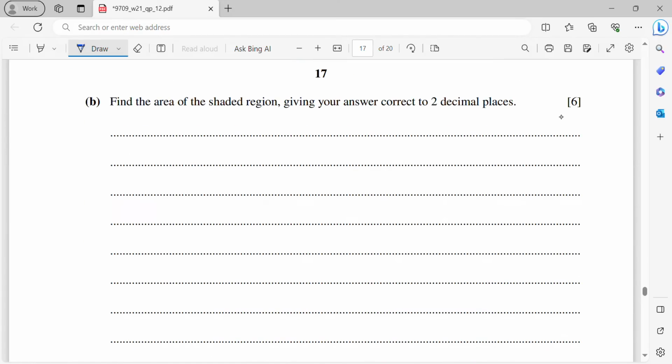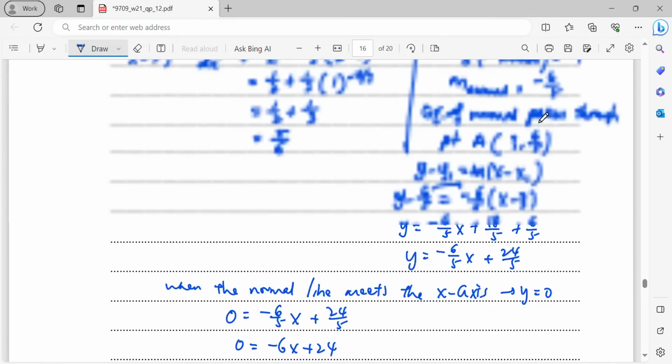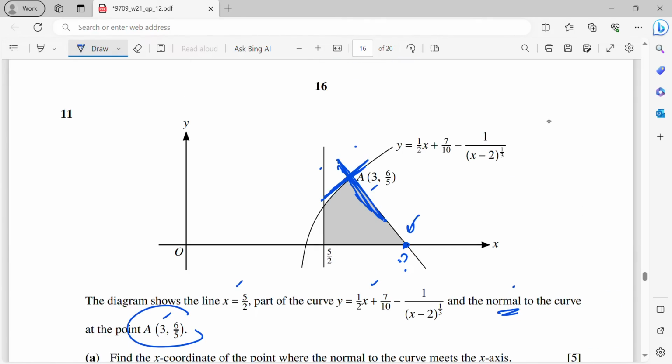Now B, find the area of the shaded region, giving your answer correct to 2 decimal places. So now let's go back to the graph. So obviously, the area of the shaded region can be found by splitting it into 2 parts.